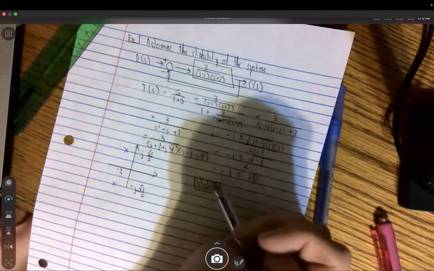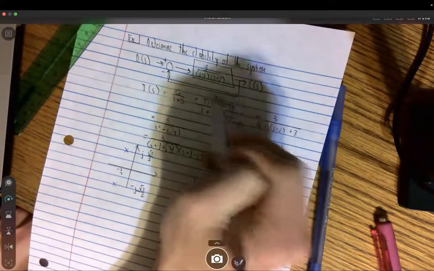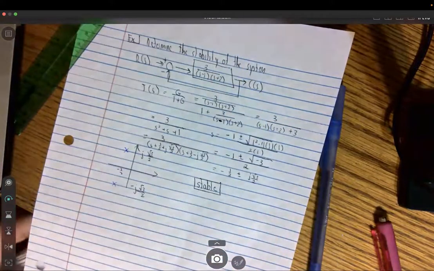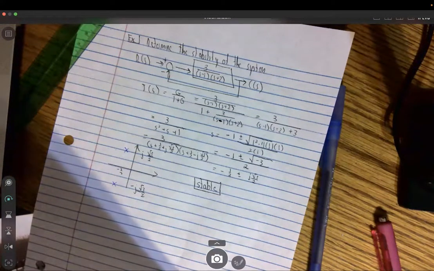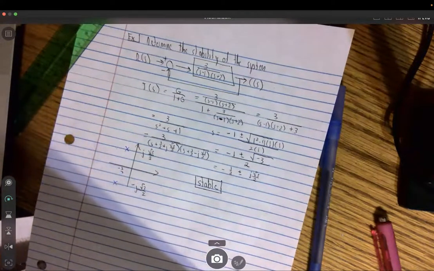You have to find a transfer function first, and when you close the loop, it makes this stable. So that's why whenever you have a closed loop feedback system, when you close the loop, it makes it a stable system. Okay, now we're going to be using the Routh-Hurwitz test.